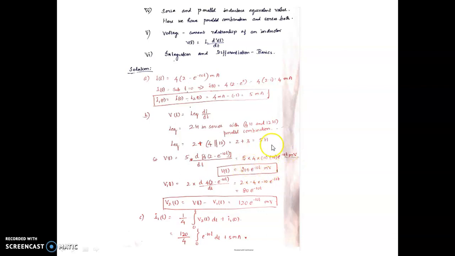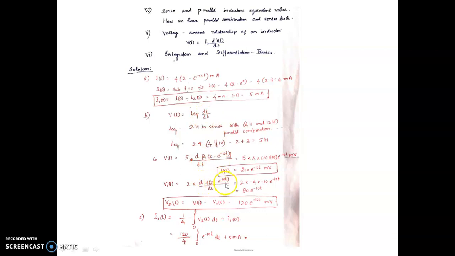Why millivolt? Because everything is given in milliamps. So at last we will get millivolts only. This one is V of t. Now we have got V of t, and you have been asked to find V1 and V2 also. For V1, what should you do? Just substitute the I1 in the place of I.